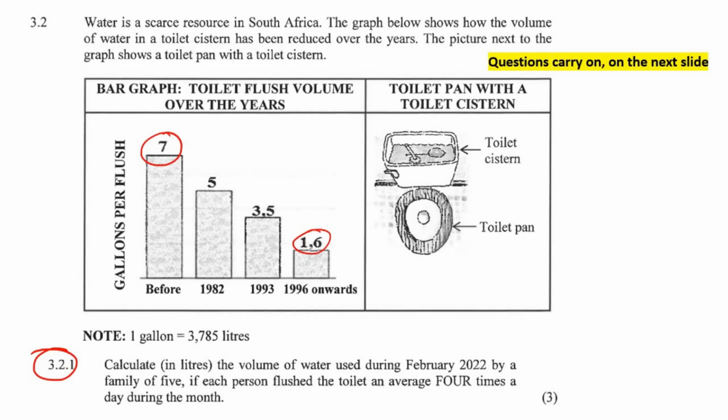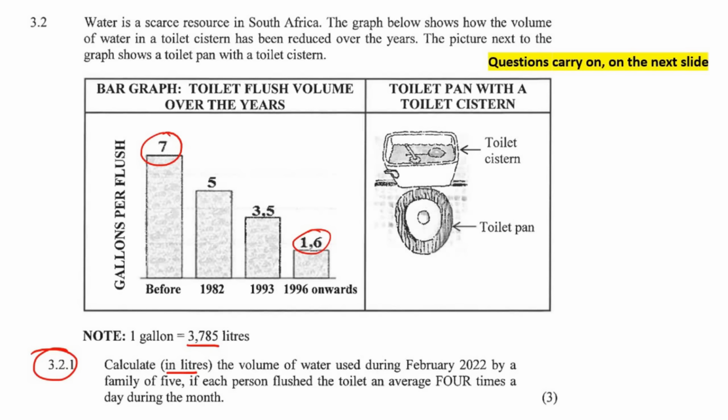Now they tell us that 1 gallon, a gallon is a unit of measurement for liquids that they typically use in the United States, for example. But to convert it to liters, it's like that. It says calculate in liters the volume of water used during February 2022 by a family of 5 if each person flushed the toilet an average of 4 times a day during the month.